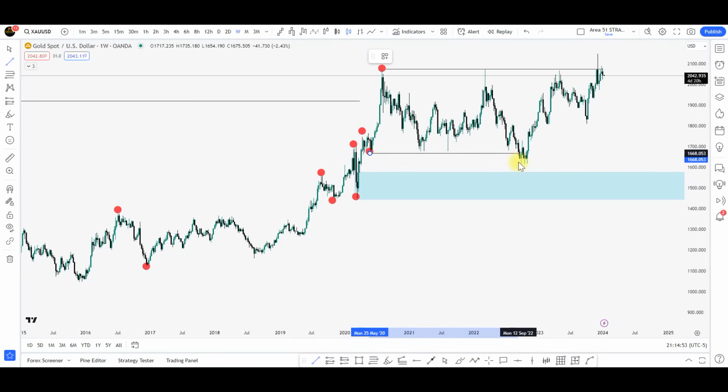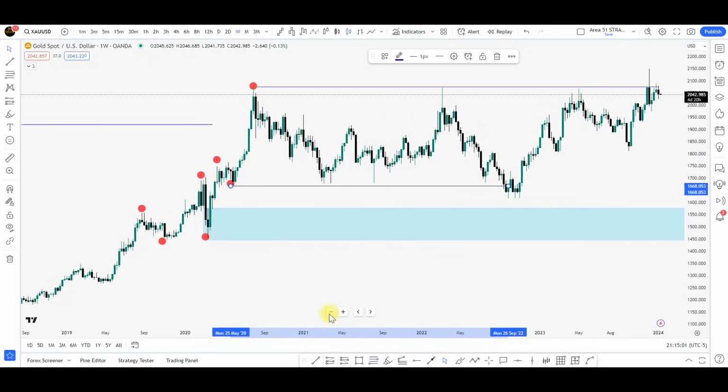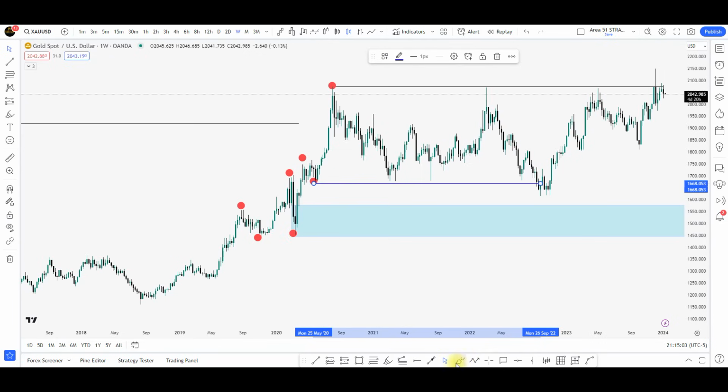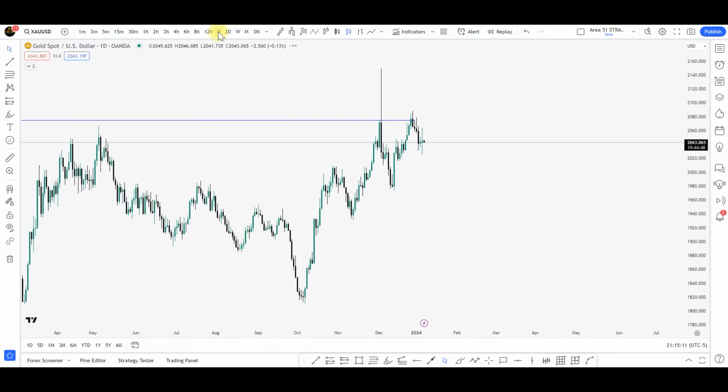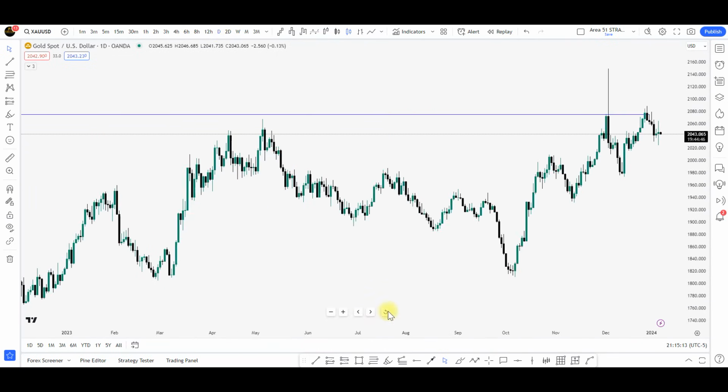Price respected this area because it just took out liquidity and then reversed right after that and breached the high of these candles. So therefore, now we have to see if we can mark our chart, our order flow. Now let's go to the daily time frame here.